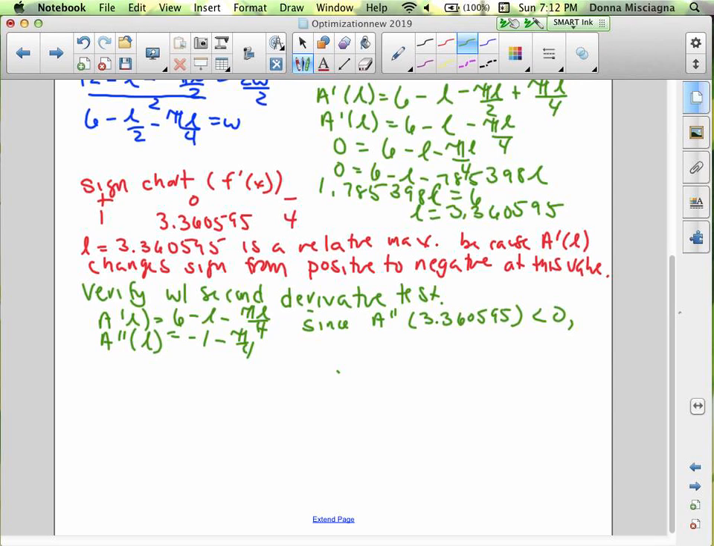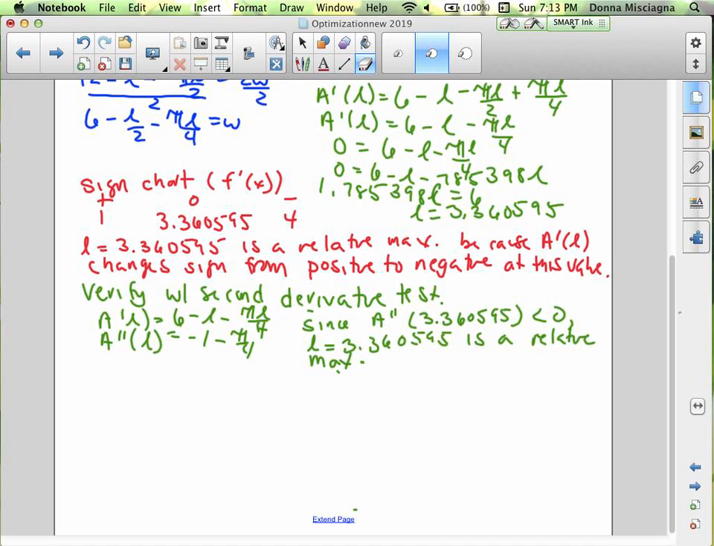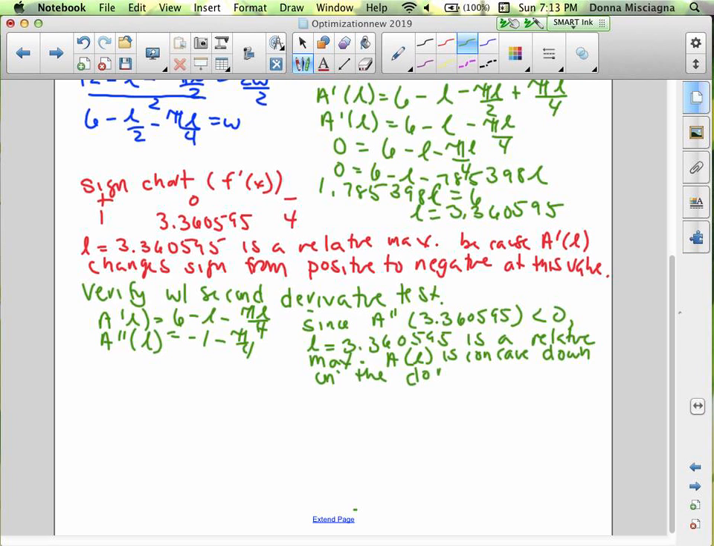I have to write that again. L equals 3.360595 is a relative max, yes. And I'm just going to put in parentheses, A double prime, or A of x is concave down everywhere, or A of L, excuse me, is concave down on the domain. There, we got that taken care of. Further verifying that this is a relative max. All right, so now all we got to do is find the dimensions.